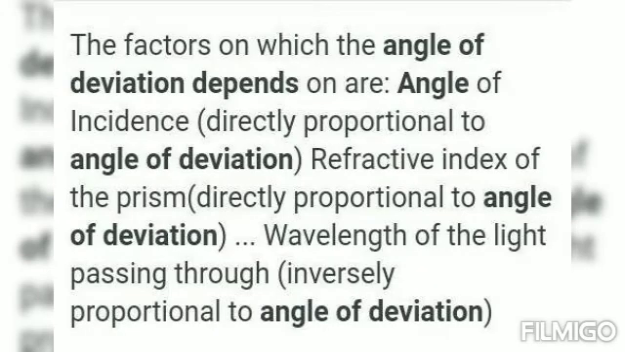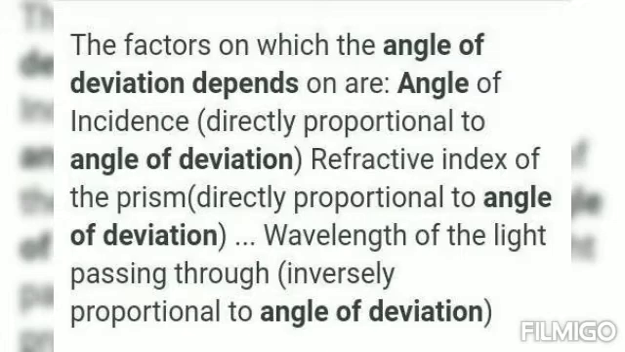The factors on which the angle of deviation depends are, first, the angle of incidence, as we have done. How does it depend? Directly proportional, meaning the more the angle of incidence, the more the angle of deviation. Refractive index, children, I told you it depends on the material of the prism. The refractive index of the prism is directly proportional to the angle of deviation, meaning if the refractive index of that material is more, the angle of deviation will be more.